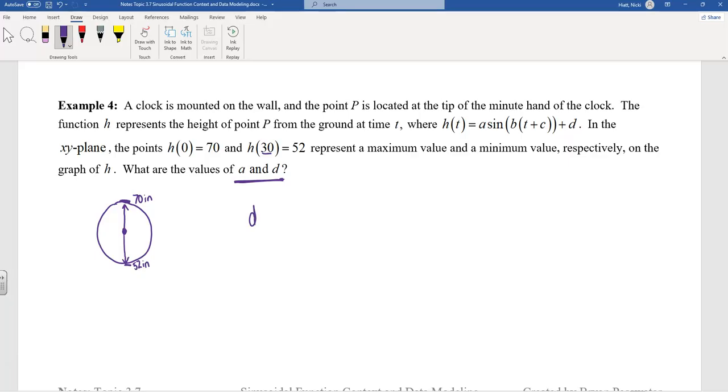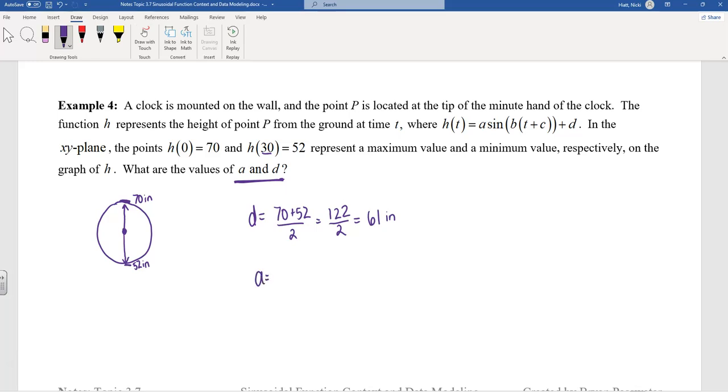So for D, our midline, we're just going to do 70 plus 52 divided by 2. So that will give us 122 divided by 2. Did I do that right? Yes. And then that'll be 50 plus 11, 61 inches. Okay, so our midline would be at 61. That's halfway between 52 and 70.